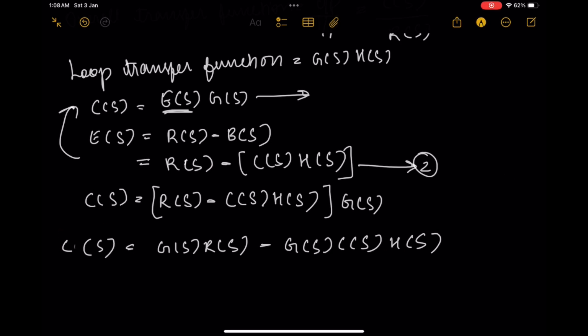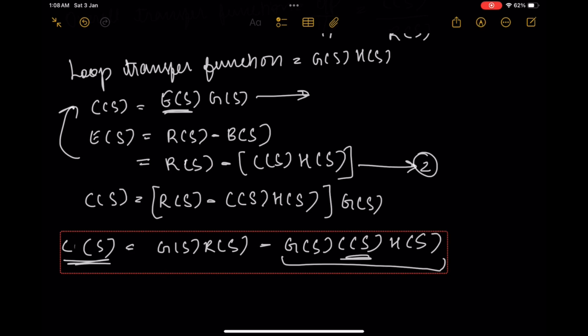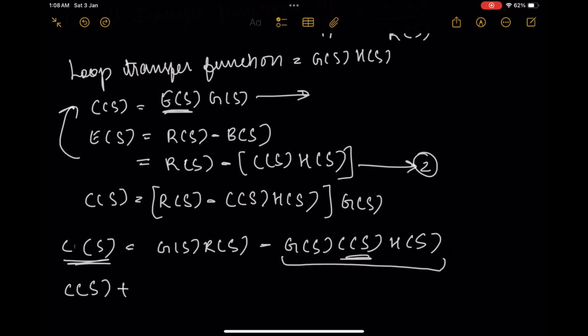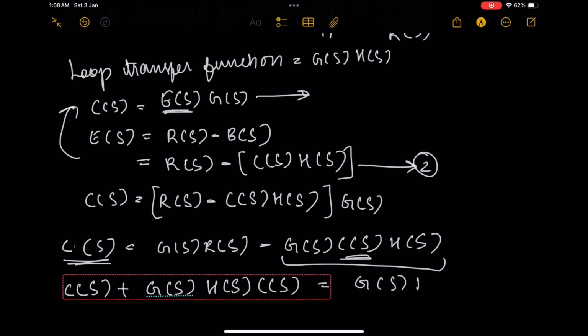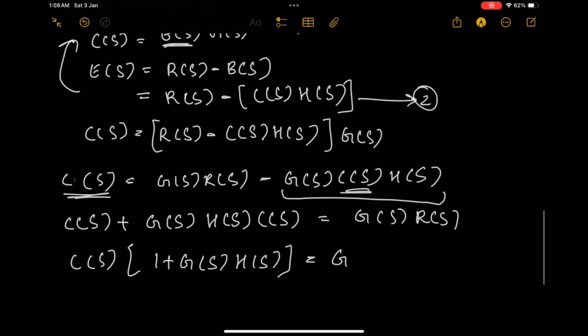I could see that here is C of S and here is also one C of S. So what I'm going to do is take this whole thing to the opposite side, and that will be C of S plus. Since this is minus, it will be plus on the other side. So C of S plus G of S H of S C of S equal to G of S R of S. On solving it, I am taking C of S outside as common: 1 plus G of S H of S. And here it will be G of S and R of S.